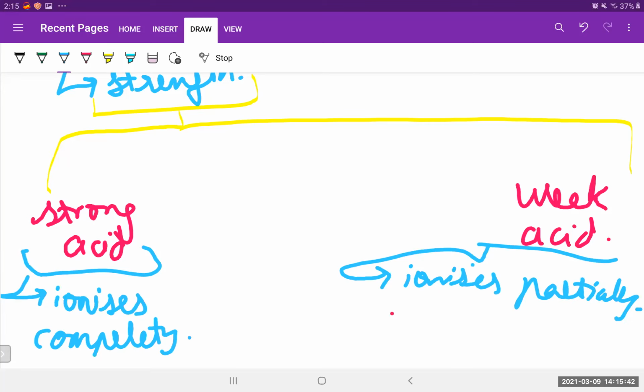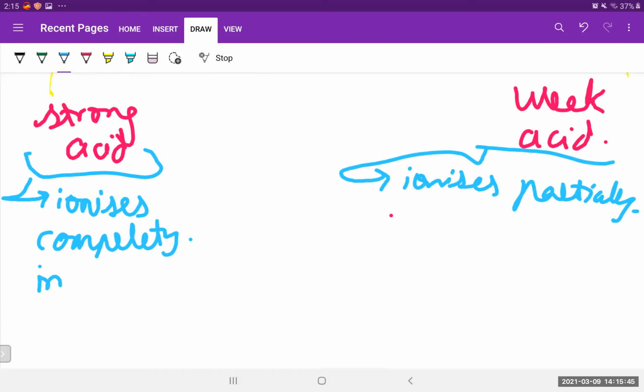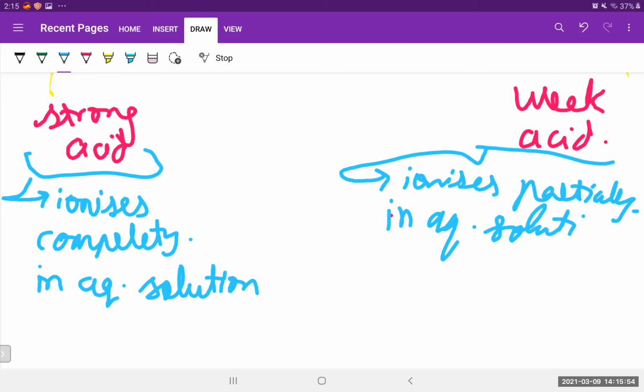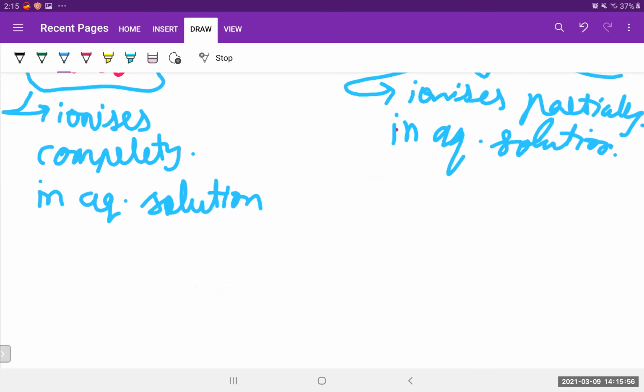Partially. A very important word to be added is in aqueous solution, means in water. Okay, it's a keyword.